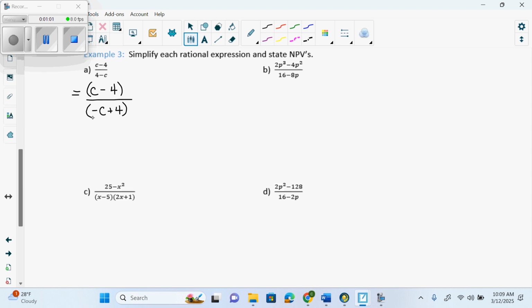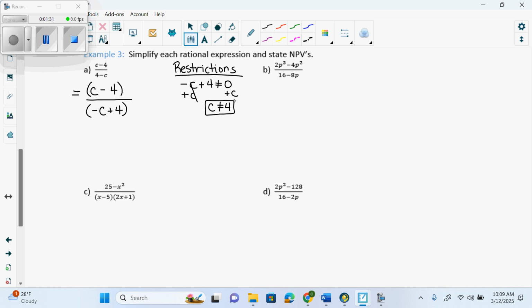So I'm going to state my non-permissible values first. So I'm going to go non-permissible values or restrictions. Either word works, but NPVs does not. Can't show our form on diplomas. So we get negative c plus 4 can't equal 0. And then you can either subtract the 4 and divide by negative 1, or we can just add the c over. So c can't equal 4. So I have my restrictions, so that's good.